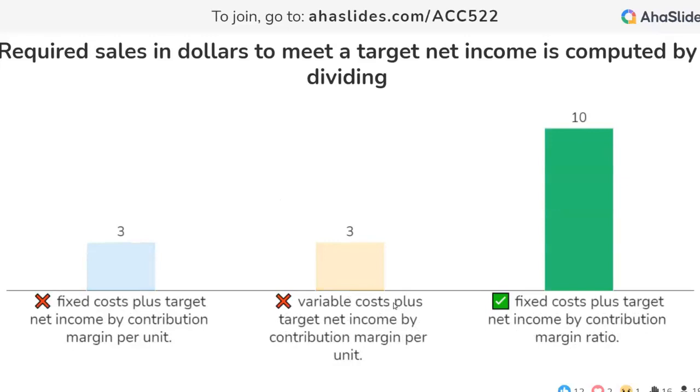18 people. Oh, come on now. All right. No, the answer is fixed cost plus target net income by contribution margin ratio. When they want dollars, they want the sales in dollars, you use the ratio. These two we're talking about the contribution margin per unit. So you use the ratio.